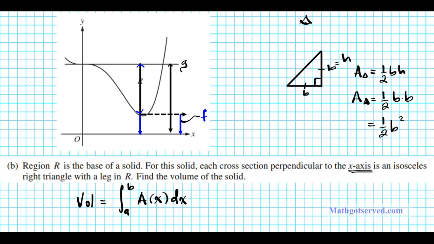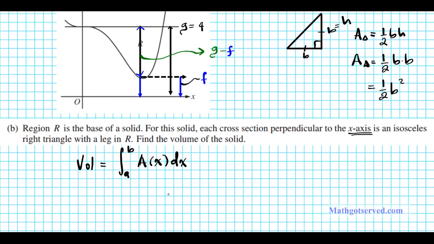b is simply going to be the difference, right? So b, the base of the isosceles right triangle, is simply going to be the function on the top, g, minus the function on the bottom, f. All right? And we already know what g is, right? g is simply 4, so it's going to be 4 minus f, okay? So let's go ahead and apply that here. If we apply that here, this is equal to b.